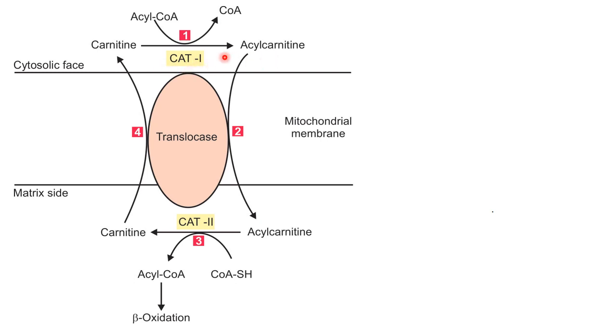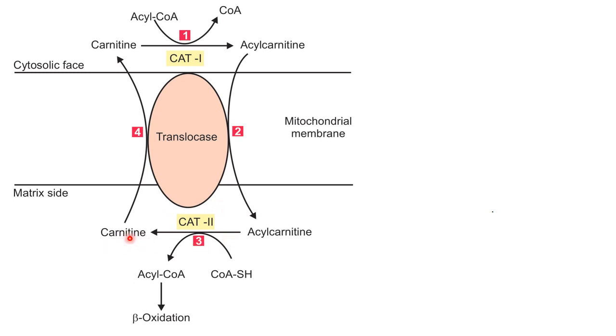And this acyl carnitine, which is present on the cytosolic side, with the help of the translocase enzyme gets transported inside the mitochondria. And again, the acyl group from this acyl carnitine gets transferred to coenzyme A. So this coenzyme A gets converted to acyl-CoA, and this acyl-CoA will be utilized for the beta oxidation of fatty acid, and this acyl carnitine gets converted into carnitine. And the enzyme for this step is carnitine acyl transferase 2.